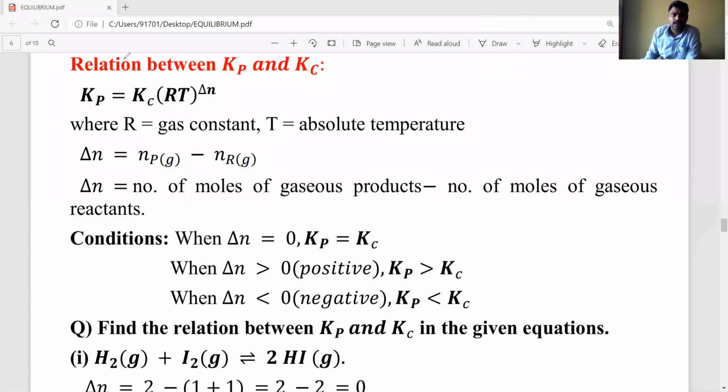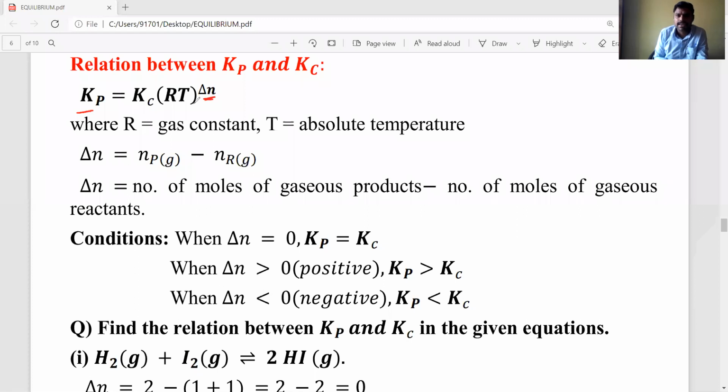Okay, students, listen carefully. In the last class, we discussed Kp and Kc. What is the relation between Kp and Kc? The relation is Kp is equal to Kc into RT whole to the power of delta n.